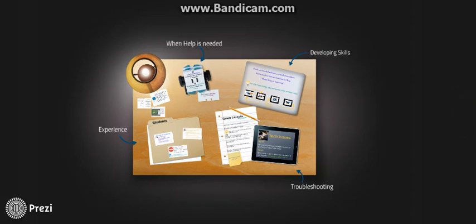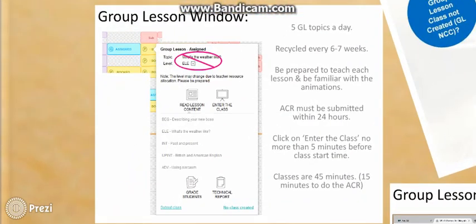Let's talk about group lessons because that is where you will begin teaching. So let's start with the window. When you get a group lesson assigned, it'll appear on your schedule. You can click on it and see some additional information. The first thing I want you to notice is that you need to completely disregard the topic and the level.